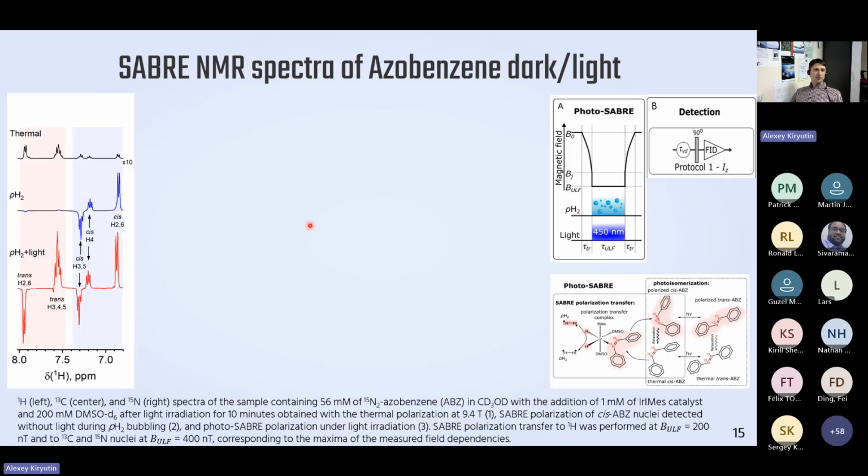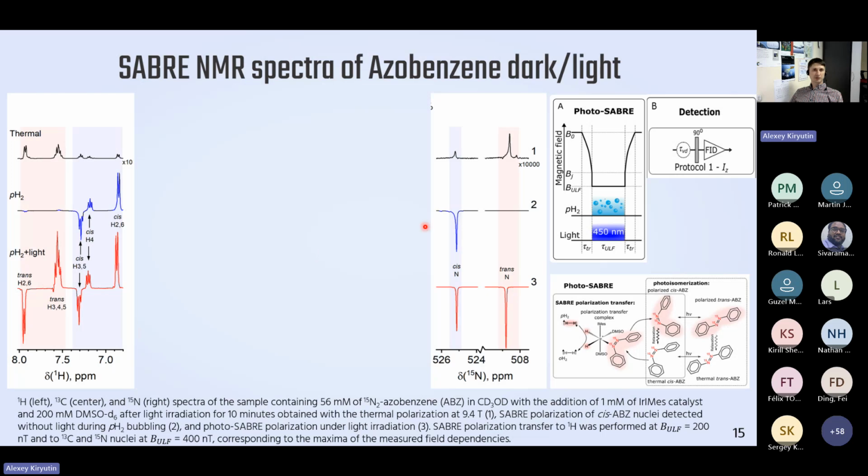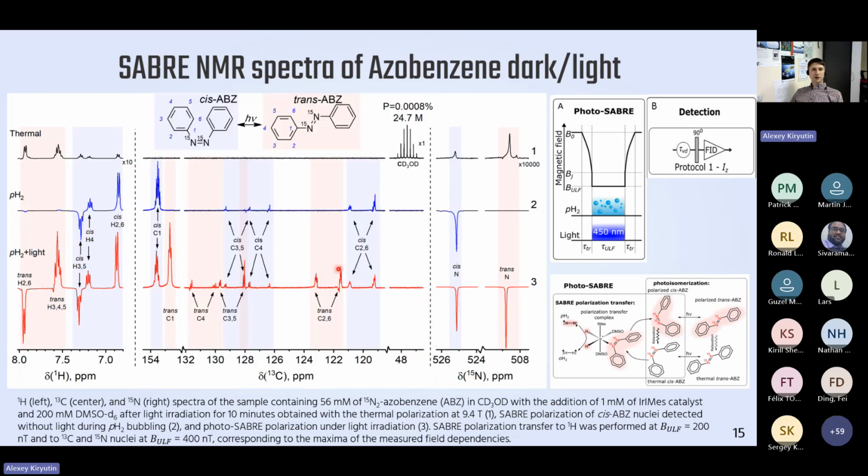First, we looked at the proton NMR spectra. It turned out that without light, only the cis azobenzene is polarized, whereas under light, both isomers become polarized. We then repeated the measurement for 15N and even for carbon nuclei. In this way, we converted our dreams into reality.